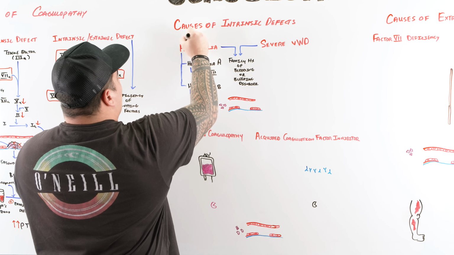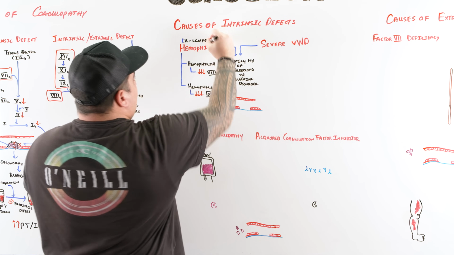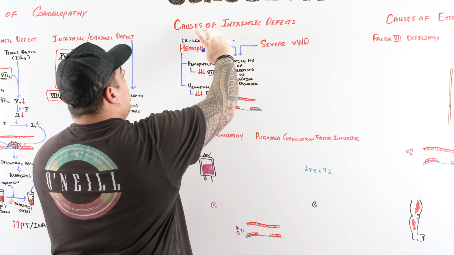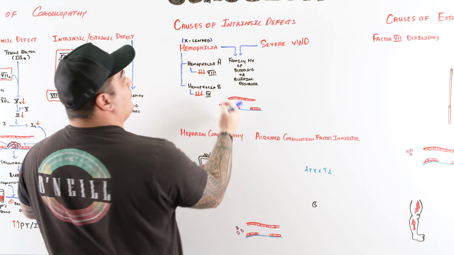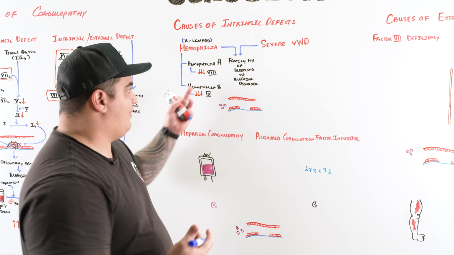Meaning that you really will only primarily see this in males. All right, so X-linked recessive disorder. That's why you really want to look for this in a patient who has a family history of hemophilia. They're most likely going to have that as well.